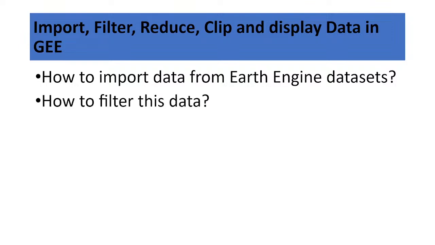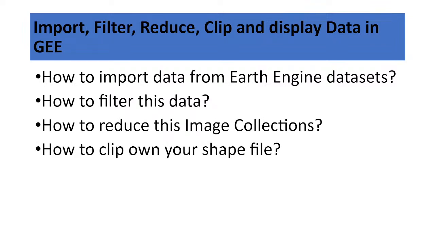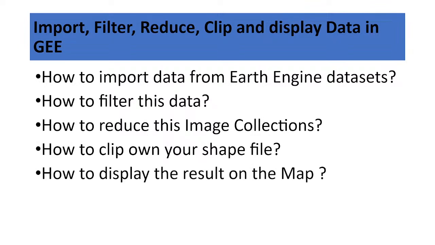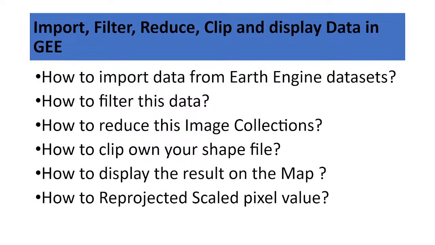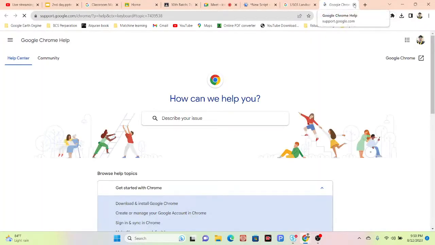Then we talk about how to filter this data, how to reduce this image collection, how to clip it with your shape file, how to display the result on the map, and how to reproject and scale the pixel value. Sometimes we can get some unpredicted scale values, so we also need to scale the pixel values to get the right values. So let's go.